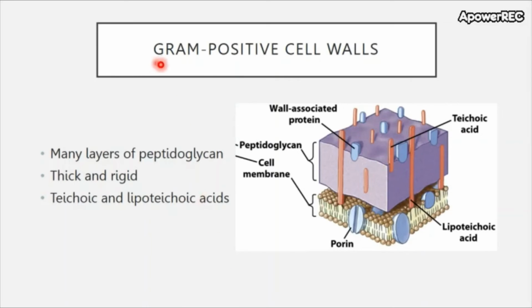So remember how we could divide bacterium into two types of cells, gram-positive cells and gram-negative cells? Let's take a look at the anatomy of a gram-positive cell wall.